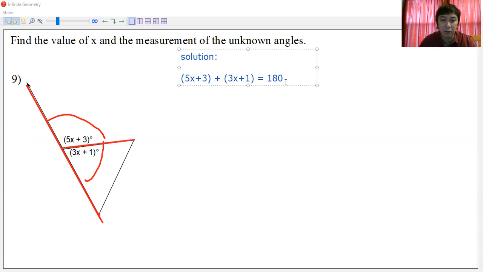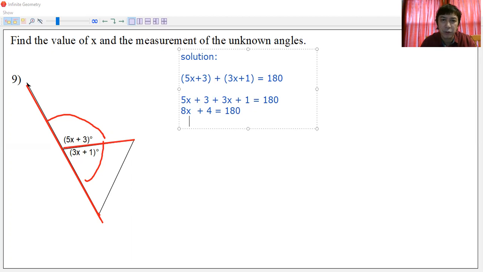On the next line, you can remove the parentheses. This would be 5x plus 3 plus 3x plus 1. That should be equal to 180. And we can now combine like terms. We can start with the x terms. That will be 5x plus 3x, that should be 8x. Adding the numbers, the 3 and the 1 give 4. And so the right side will just be 180.